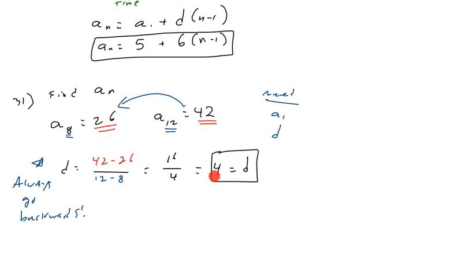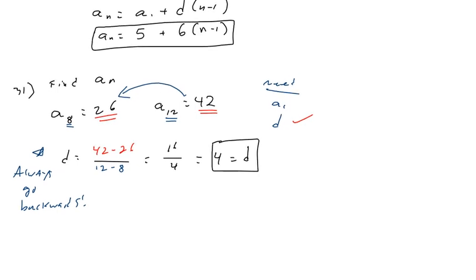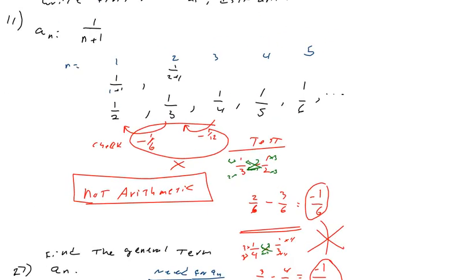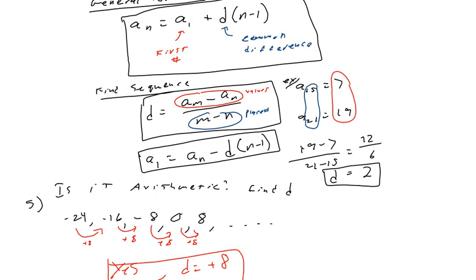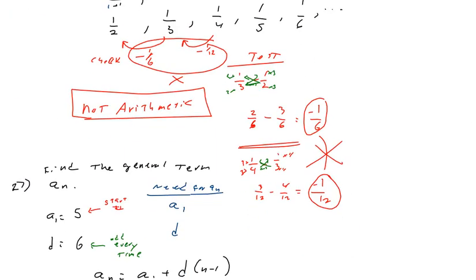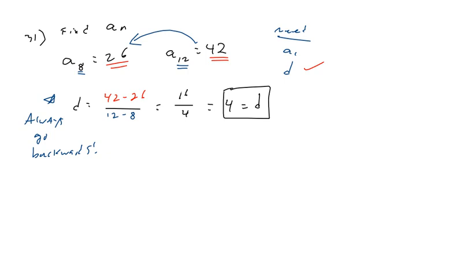Great. D, check. Got it. Still need A1. Well, we have another equation for A1 up here. It's A1 is some starting number minus D times n minus 1. Minus here, right? We're subtracting, we're going backwards. So I can use that formula for A1. A1 equals A some number minus D times n minus 1.